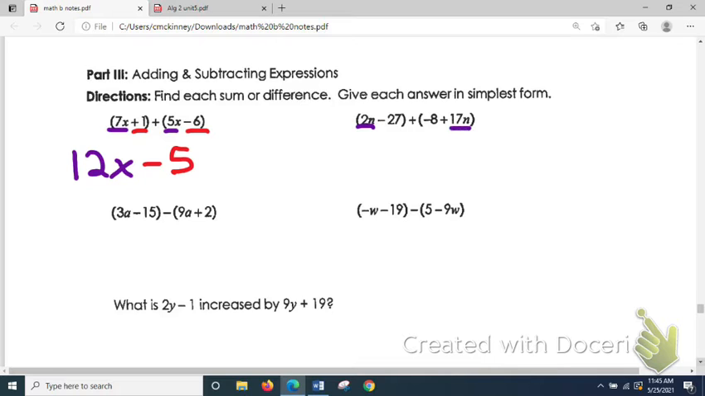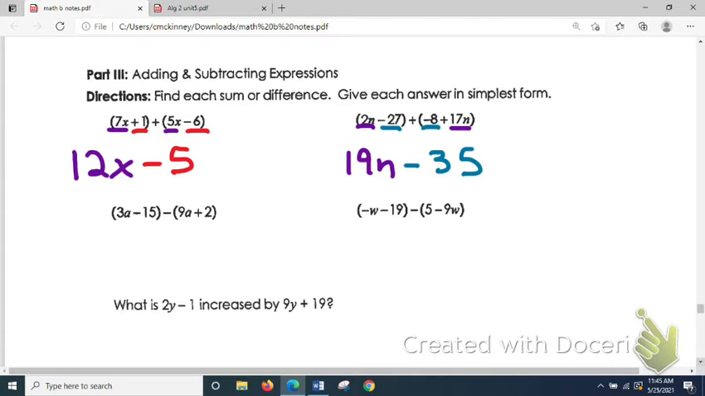So get those variable terms together, 19n, get these constant terms together, -27, -8, two negatives, I'll add them together to get a bigger negative.